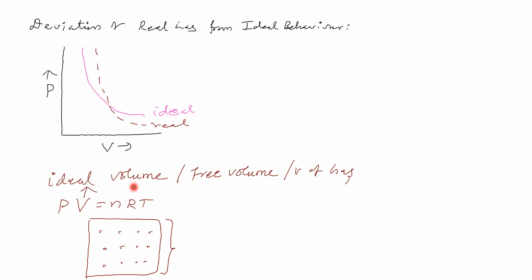So if each gas molecule gets free movement throughout the vessel, anywhere to anywhere, then we can say volume of gas is nothing but free volume. That free volume is nothing but ideal volume. So what is the meaning of free volume? Free volume in the sense each gas molecule gets the volume for complete free movement without any obstacle.